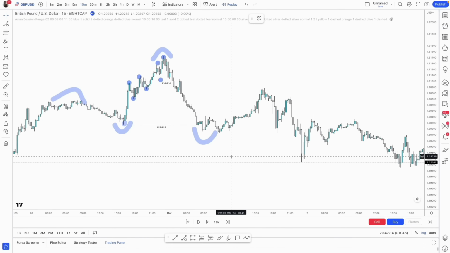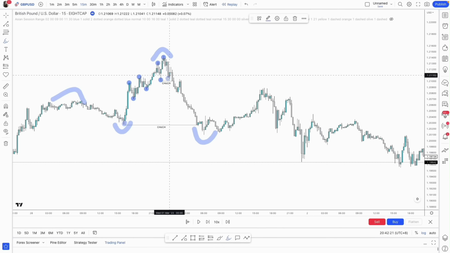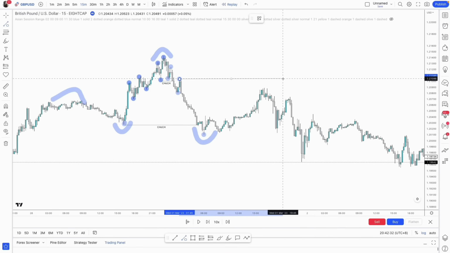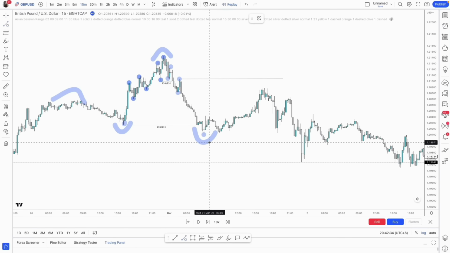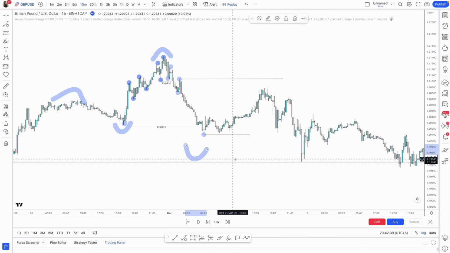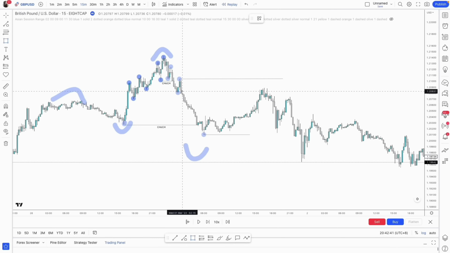So here's where the change of character happened. Now what we need to do is find out where it happened from. You can see we have a higher high, higher low, lower high, lower low, change of character, lower high, and then the next low was down here. So we were actually ranging from this high right here to this low right here. And because of that, there is only one level of supply, which is our order block, guys, and this is where we would have taken our entry.